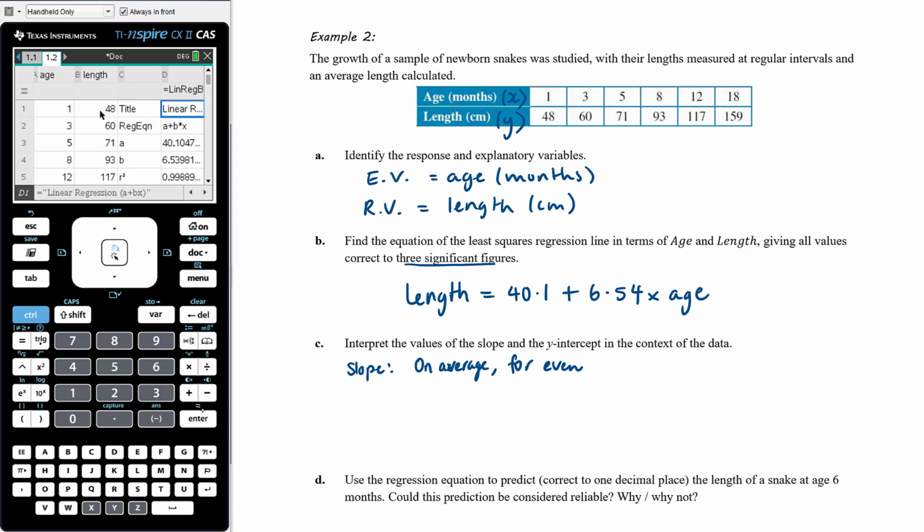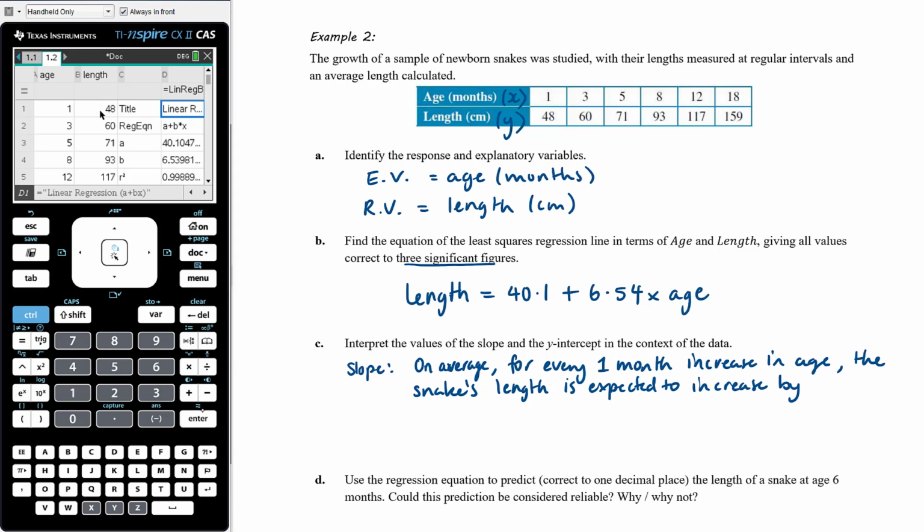for every 1 month increase in age, the snake's length is expected to increase by approximately 6.54 centimeters.